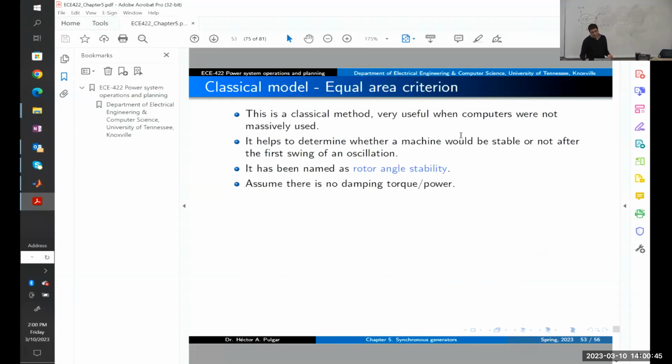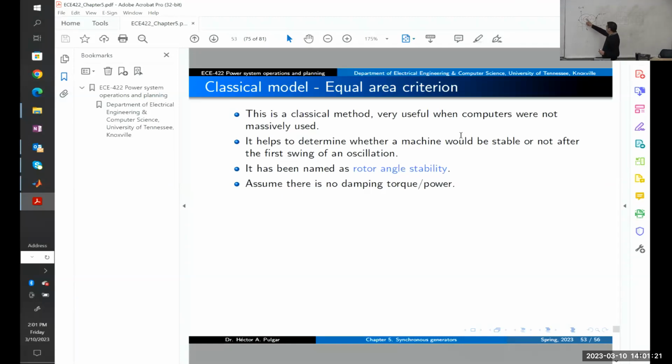As I said last class on Wednesday, today we're going to talk about a classical technique. This is called the equal area criterion. And this was very important in those times where computers were not used massively. And this was very important for operators to determine roughly whether we were going to operate the machines with a reasonable margin of stability or not.